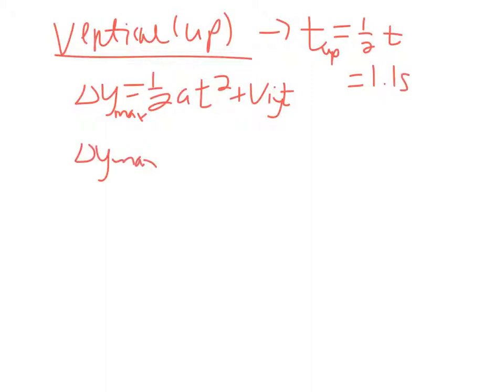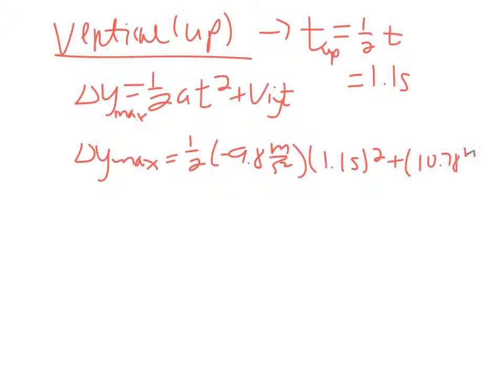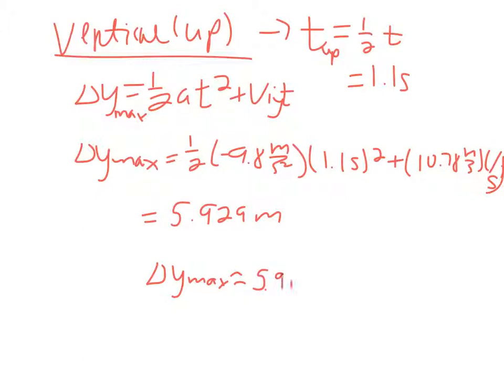Delta y max equals 1/2 of negative 9.8 meters per second squared times 1.1 seconds squared plus the v initial I just found, 10.78 unrounded meters per second times 1.1 seconds. Multiplying all of this together, we get 5.929 meters. With 2 sig figs, delta y max is approximately equal to 5.9 meters.